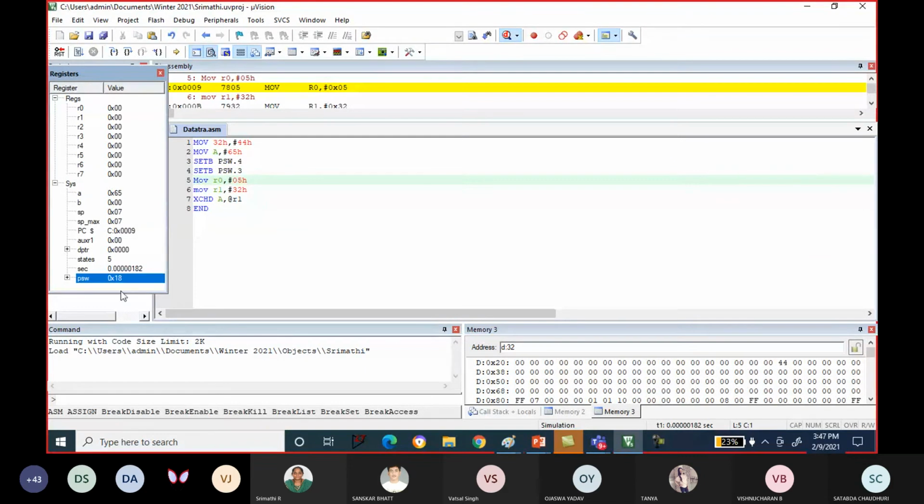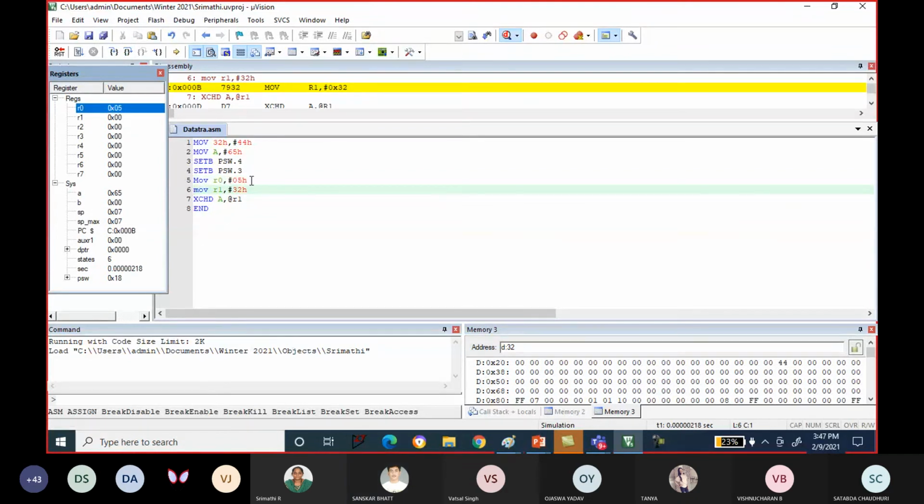After this your program status word is 18. See here, could you able to see the left side, this blue color? Now your PSW is 18. Then the meaning is you have selected register bank 3. Am I right? Yes, ma'am. Okay, I'll execute the next one.